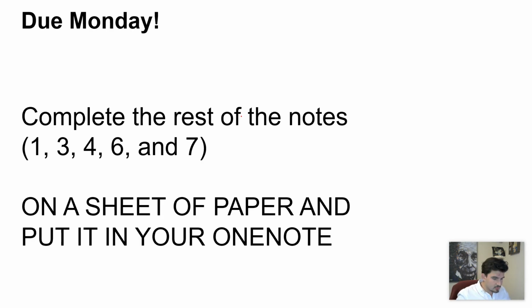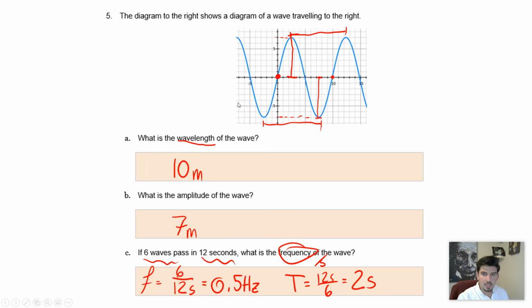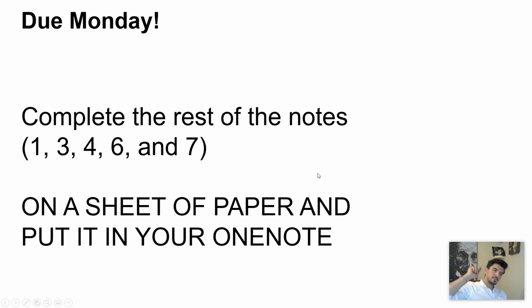So what do you need to do at this point? You need to complete the rest of the notes, which is numbers 1, 3, 4, 6, and 7. If you were following along with me, you should already have 2 and 5 done. Here's the thing though, I want this on a sheet of paper that you can put into your OneNote, because there's just too much copy pasting going on in my class. So put it on a sheet of paper, take a photo with your phone, put it on your OneNote.